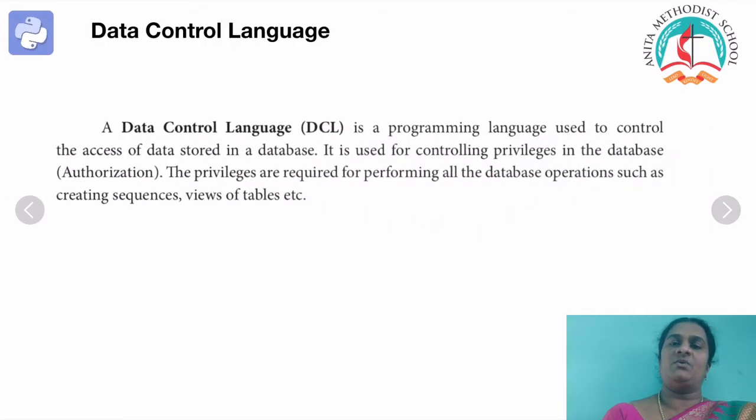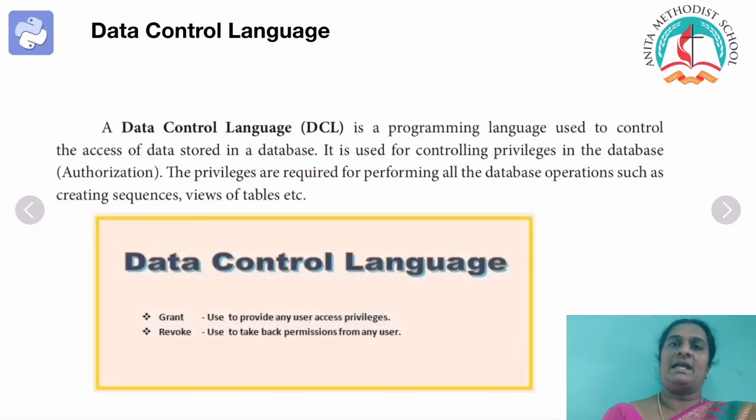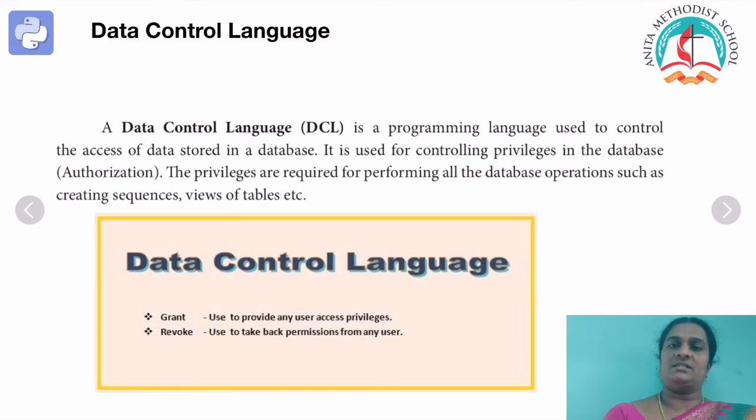So what's the next part? The next part is data control language. What is data control language? It is used to provide access or authorization to the user. In data control language, there are two commands. The first one is grant and the second one is revoke. Grant is used to provide privileges or access to the user. What is revoke? Just pulling back the access is called revoke. So grant and revoke, two commands in data control language.